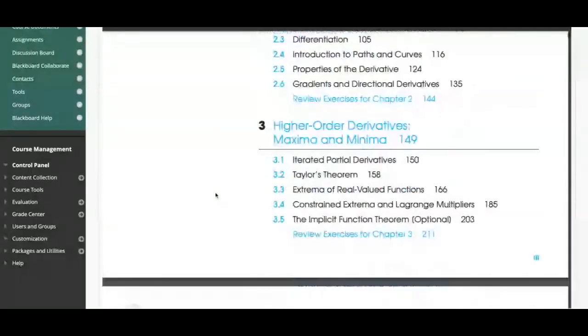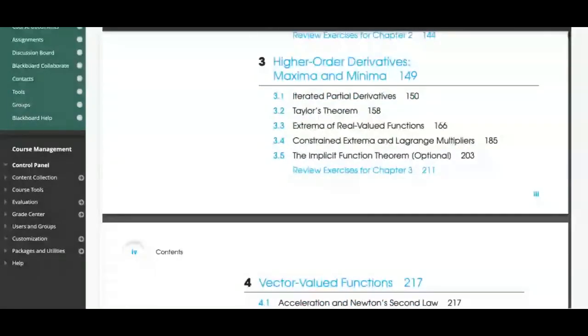So we're going to talk about constrained extrema and Lagrange multiplier.